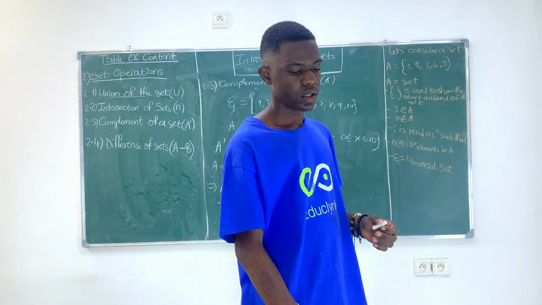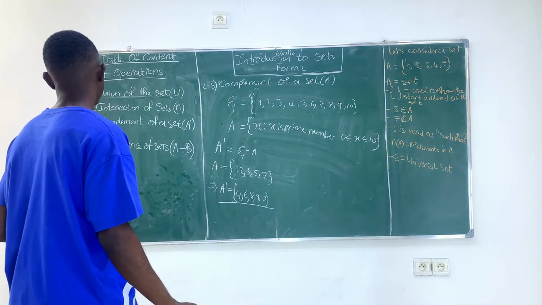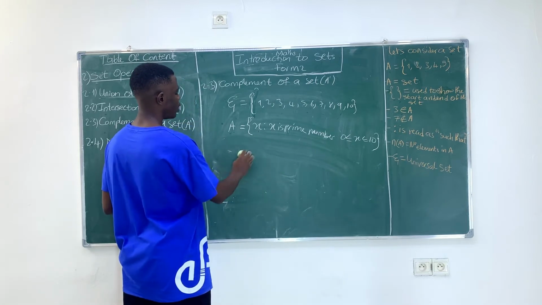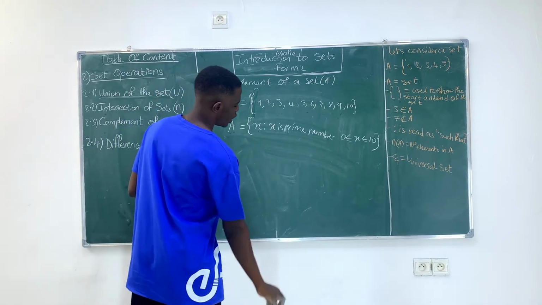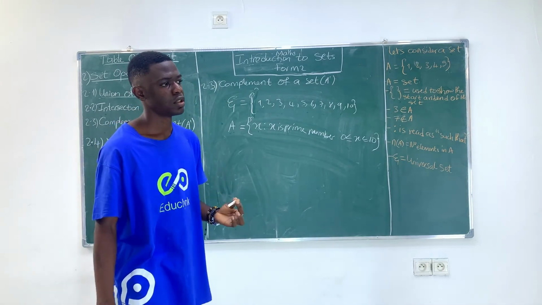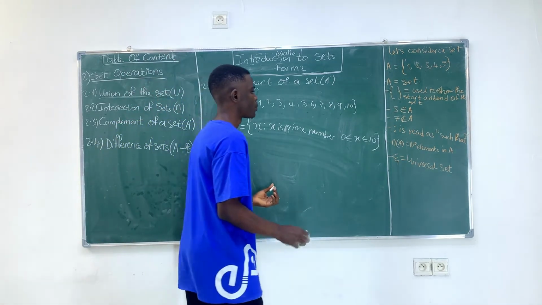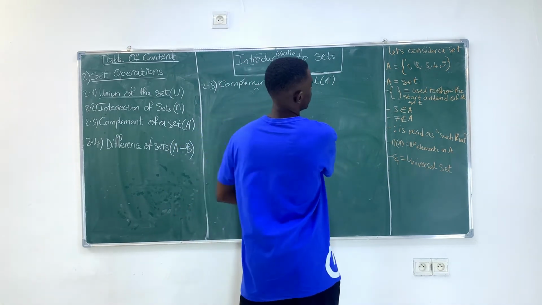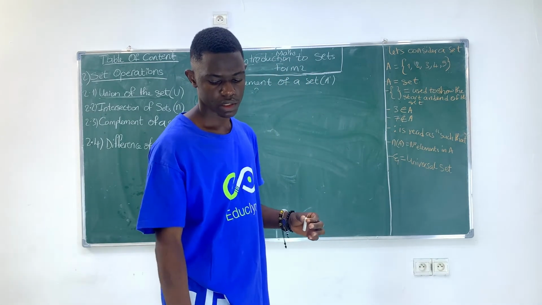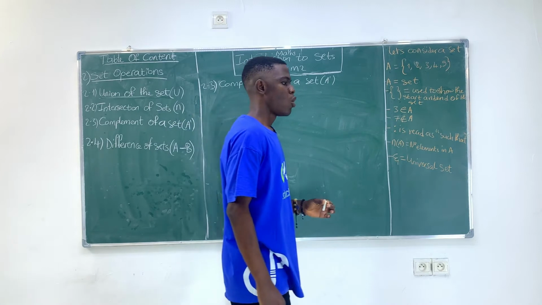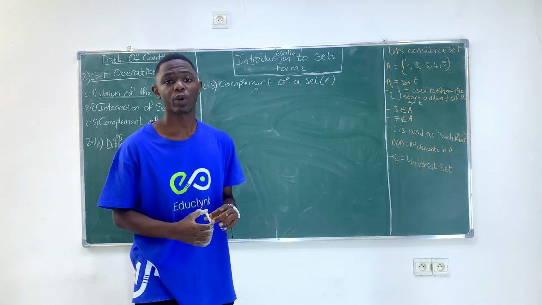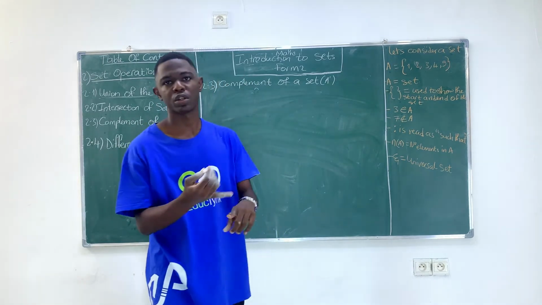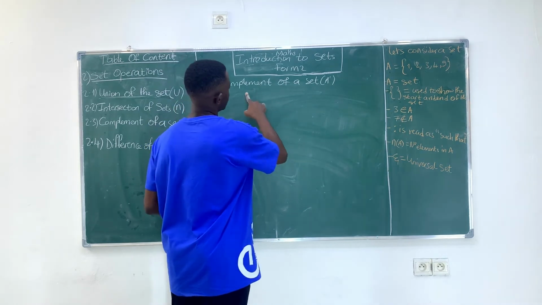So that is it for the complement of a set. So now you know what the complement of the set is. Analogically, it can also represent the contrary of a set. Like when I'm going to do binary numbers, digital electronics, Boolean algebra, we're going to say complements.